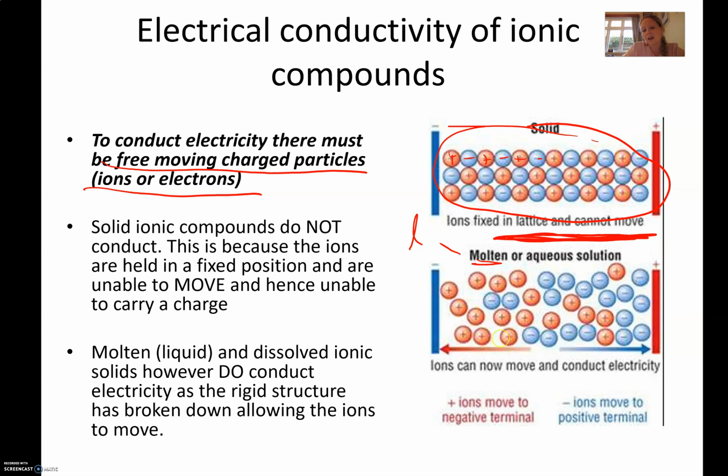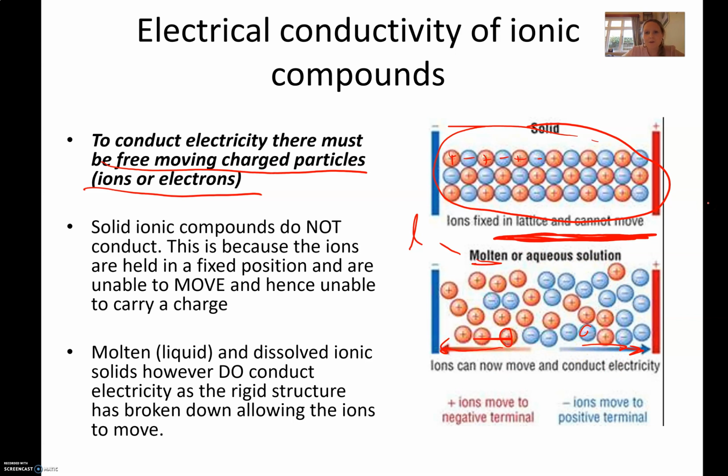You'll notice here that the positive ions gravitate towards the negative electrode and the negative ions gravitate towards the positive electrode. You won't be asked to explain that. That's just another example of electrostatic attraction. Okay, so for molten, what you need to realize is that the structure breaks down and the ions can move.